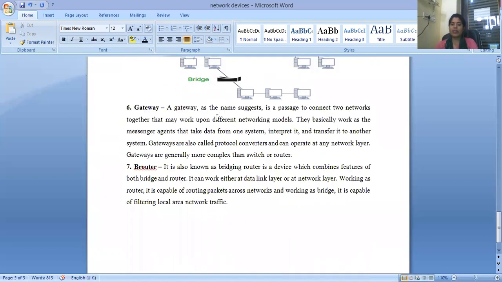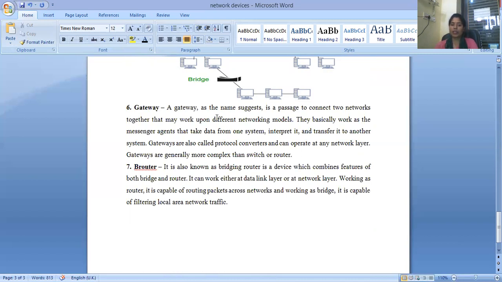What is the gateway and what is the router? So, gateway, as the name suggests, is the path to connect two networks together that may work upon different networking models. This basically works as a messenger agent that takes data from one system, interprets it, and transfers it to another system. Gateways are also called protocol converters and can operate at any network layer. Gateways are generally more complex than a switch or router.